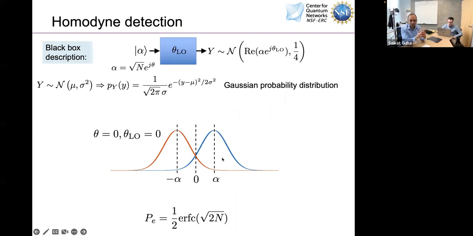Your maximum likelihood detection rule should say that if your output y is less than 0, you guess it to be minus alpha. If it's greater than 0, you guess it to be plus alpha. And you will make an error, which is given by the integral of the tail of this Gaussian. If you work it out, you get this ERFC function: 1/2 times ERFC of the square root of 2n bar. So n is the mean photon number of this coherent state alpha.